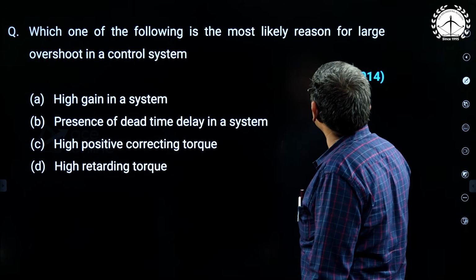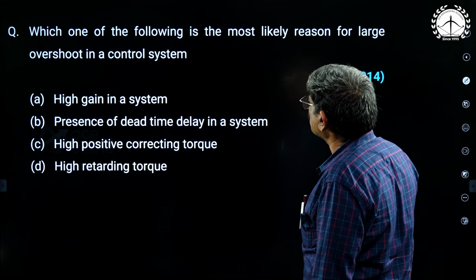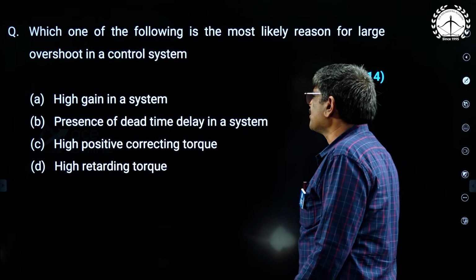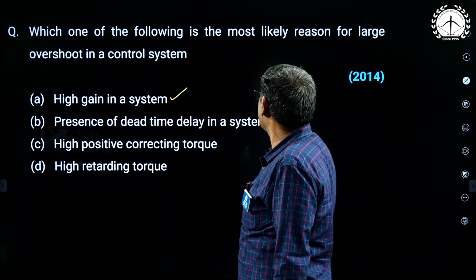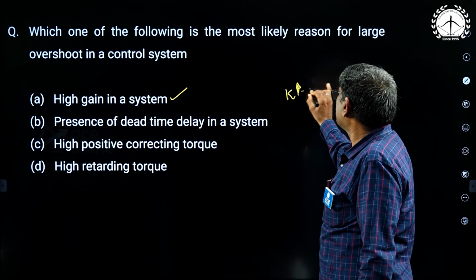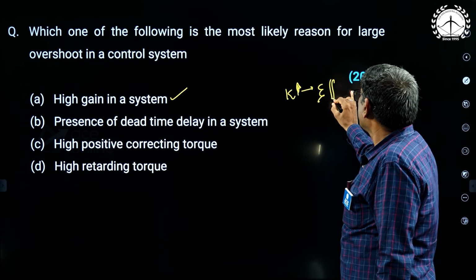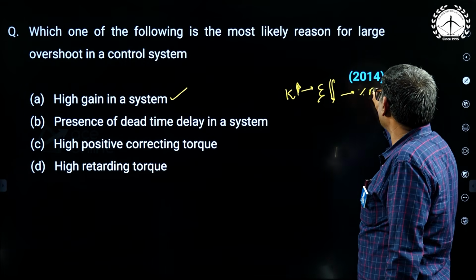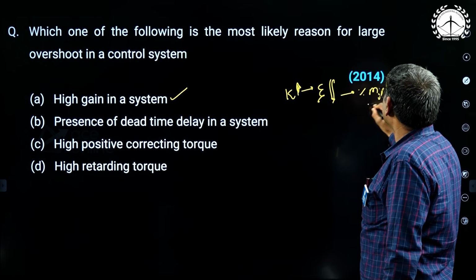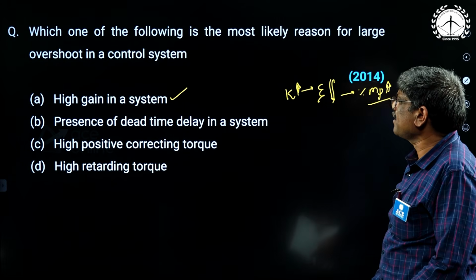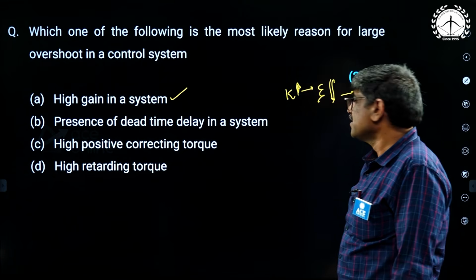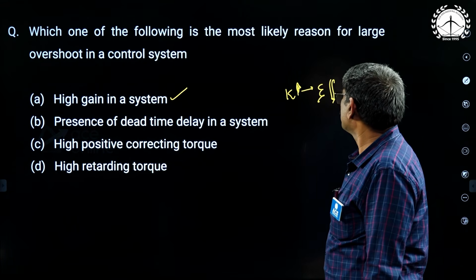Which one of the following is the most likely reason for large overshoot in the control? Large overshoot is possible with high gain. K increases, what happened? Tell. The zeta is going to decrease. The zeta decreases means percentage of Mp increases. So that means peak overshoot becomes very, very large. Large gain always gives large peak overshoot.